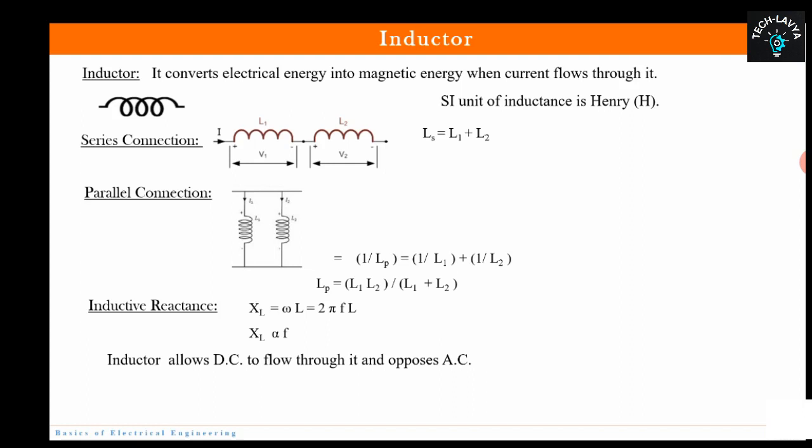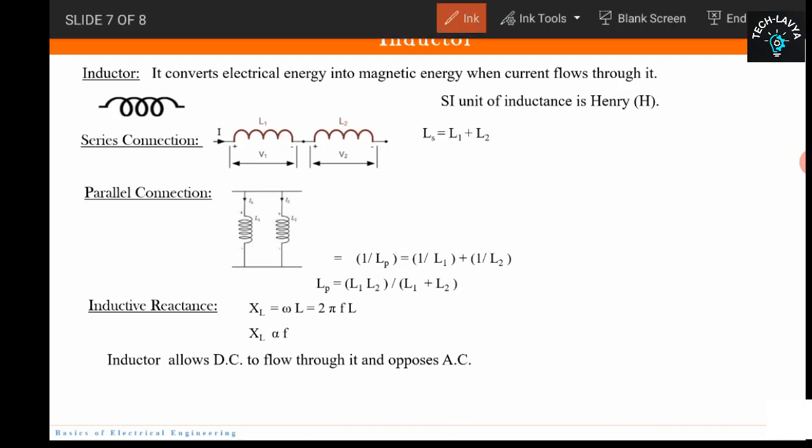Now 2 is constant, pi is constant, and for a given circuit L is also constant, right? So I can conclude that X is proportional to f, particularly XL. Inductive reactance is proportional to f. It means that the opposition is proportional to the frequency, right? It means that if any signal is applied through an inductor, if the frequency is less, the opposition will be less, and if the frequency is more, opposition is more.